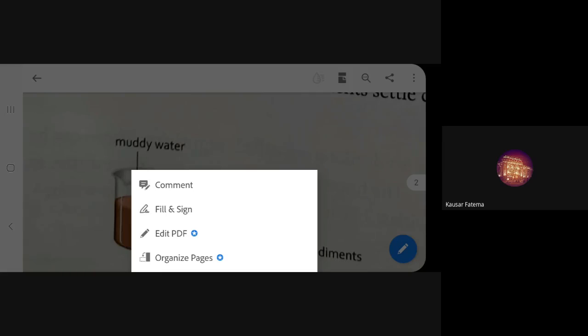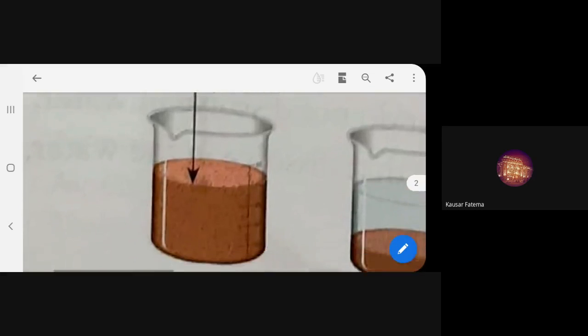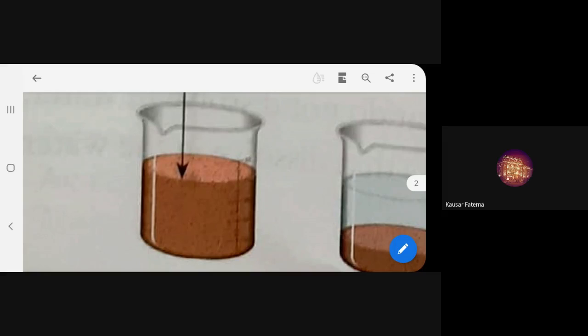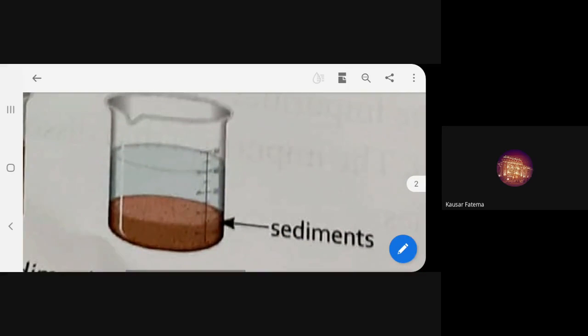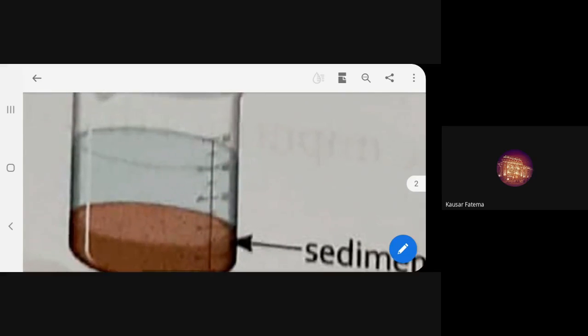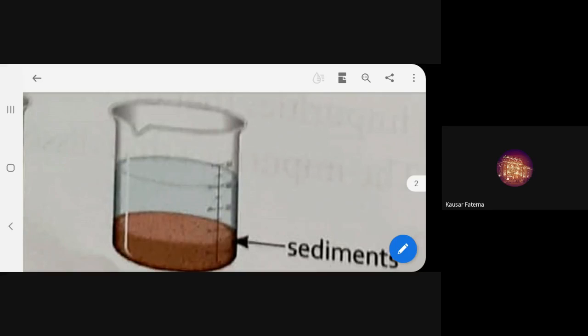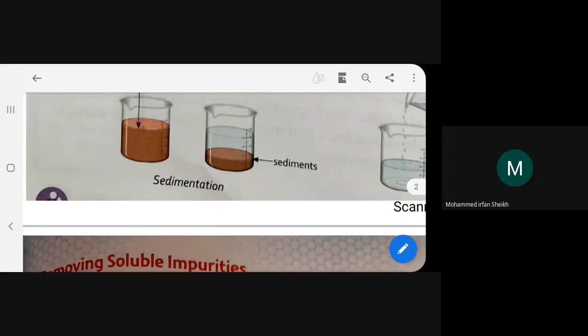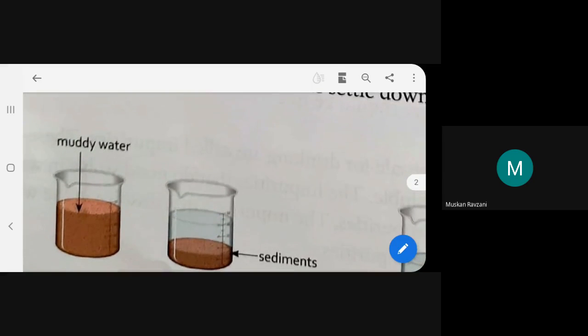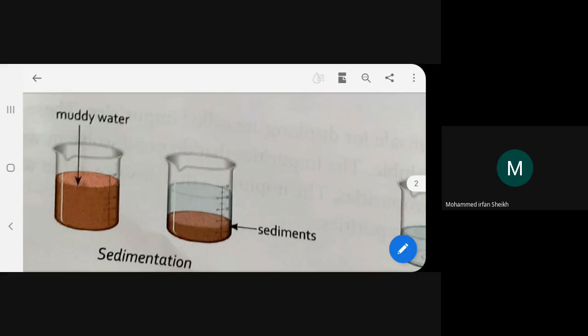Now what we have to do in sedimentation: water should be poured inside a beaker. If we do not disturb or move this beaker from its place, then what will happen? All the sediments, meaning all the impurities like sand and mud, settle down at the bottom of the beaker. Can you see this in the picture? Yes, ma'am. So what is the name of this method? Sedimentation.